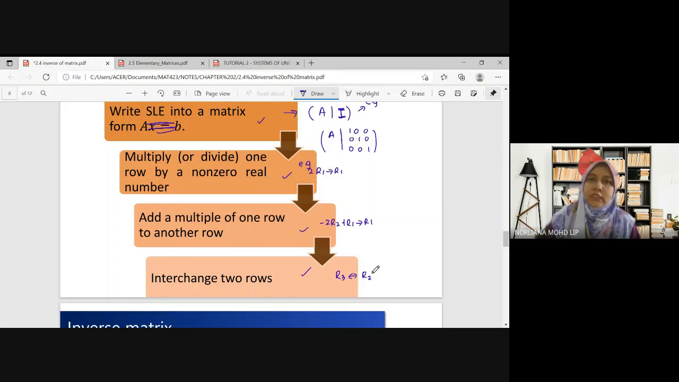Contoh operation lah. Okay, so you are going to perform this elementary operation until we get this matrix: the identity matrix on the left hand side, 1 0 0, 0 1 0, 0 0 1, and the right hand side is equal to the inverse of A. Dia mesti awak dapat the left hand side is equal to identity.